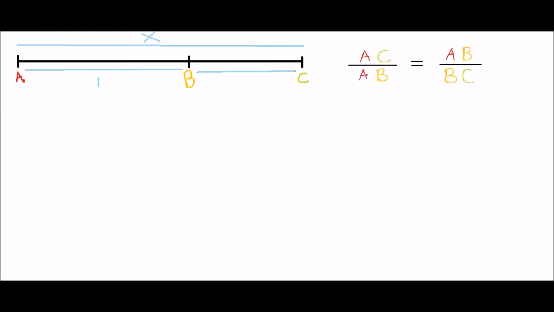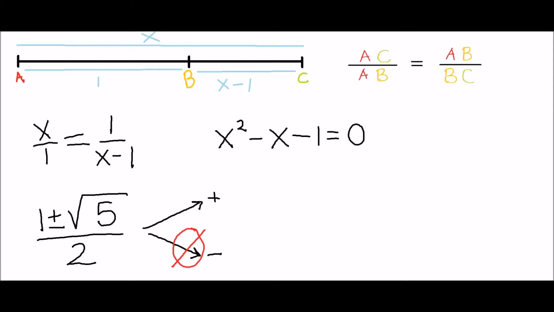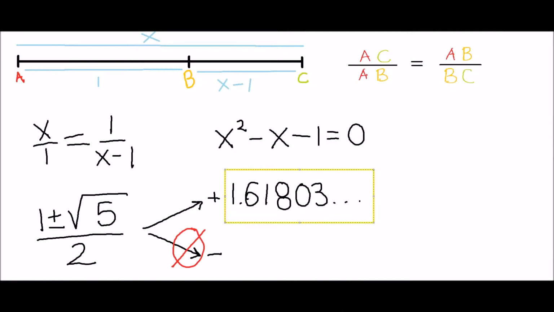To derive phi, we give value x to AC, value 1 to AB, hence BC will have value x minus 1. To satisfy the golden ratio, we get a fairly simple second-grade equation with two solutions, but we only care about the positive one. That is our phi, and it's equal to 1.61803, and it keeps going on and on.